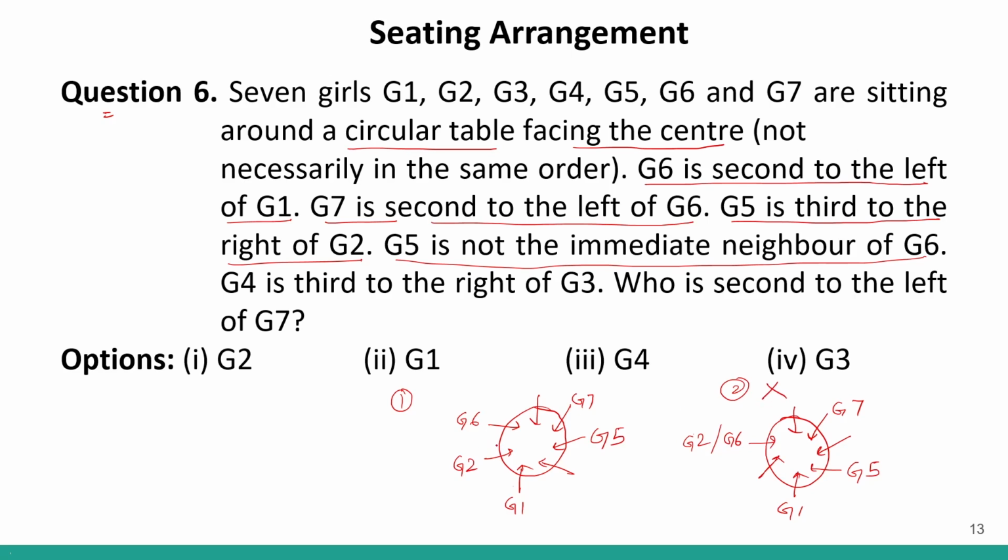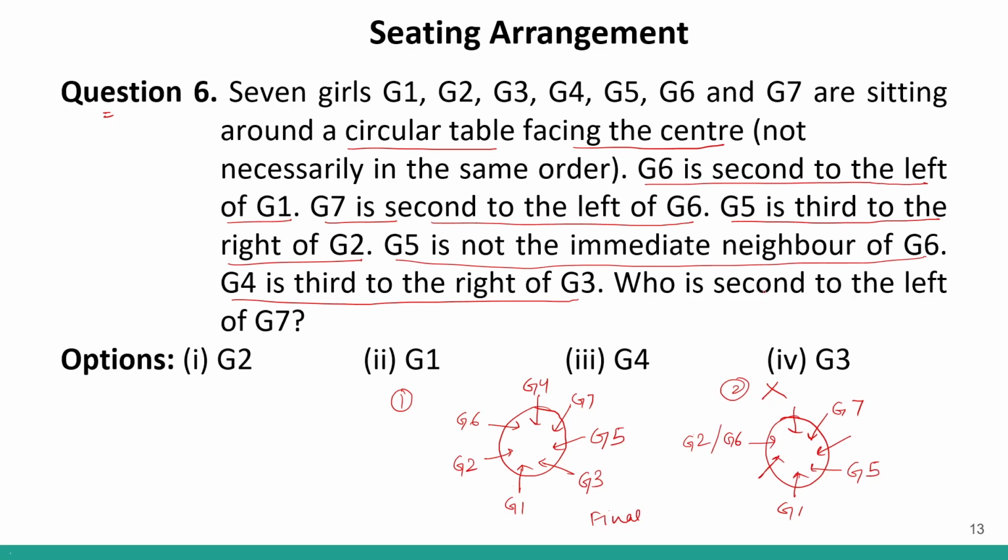Coming back to possibility 1. Possibility 1 says that G4 is third to the right of G3. So, if I consider this position to be G3, G4 has to be third to the right. So, 1, 2, 3, G4 will come over here. So, this will be my final arrangement. Correct? This is my final arrangement.